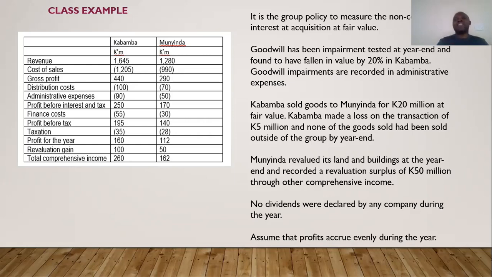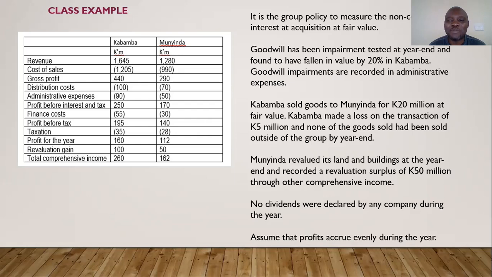Kawamba sold goods to Muninda for 20 million at fair value. So we know that we have to remove this intra-sale. Kawamba made a loss on the transaction of 5 million, and none of the goods sold had been sold outside of the group by year end. Interesting. Instead of a profit, there was a loss, so you cannot share a loss. So even when you're doing your computations in your income statement consolidation, as long as there's a loss, you ignore it. It's an intra-sale anyway, it's an intra-transaction.